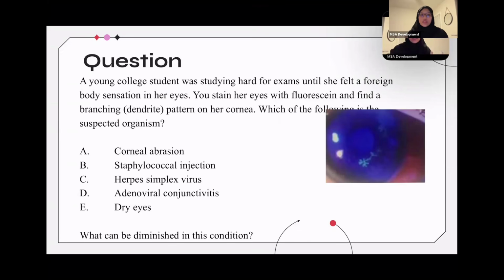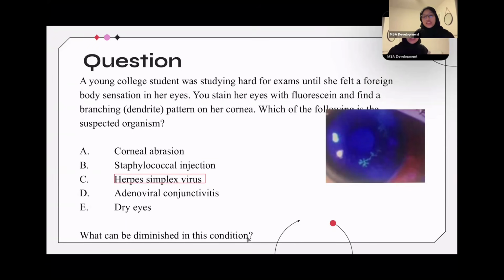Okay? A young college student was studying hard for exams until she felt a foreign body sensation. You stain her eyes with fluorescein. If you see a dendritic pattern on fluorescein like this with the bulb and the leaf-like thing, it is immediately either one of the two. Here it is herpes simplex virus because of the terminal dendritic branch. It can also be, sorry, herpes zoster, but that one is in immunosuppressed elderly with the skin rash, right? And yes, this is herpes simplex from this choice.